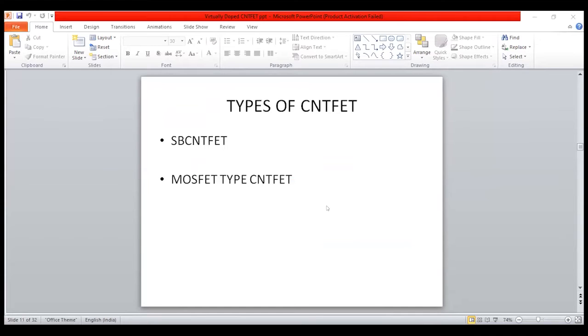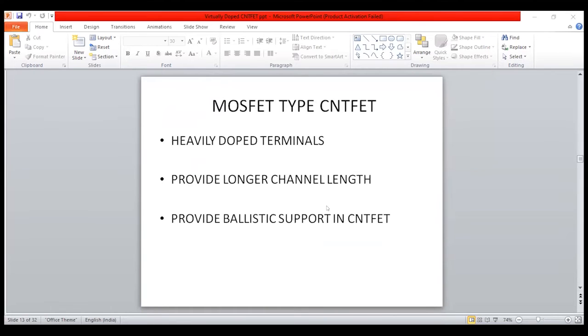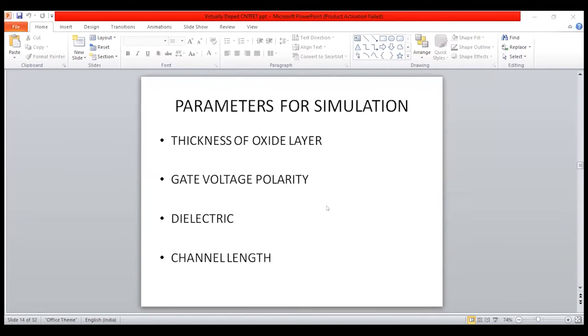On the basis of operation, CNTFETs are classified into SB CNTFET and MOS type CNTFET. SB CNTFET is Schottky barrier CNTFET, which works on the principle of direct tunneling. Its barrier is controlled by the gate voltage, and it has strong ambipolar conduction. Now, the MOSFET type CNTFET has heavily doped terminals. It provides a longer channel length, and it provides ballistic support in CNTFETs.